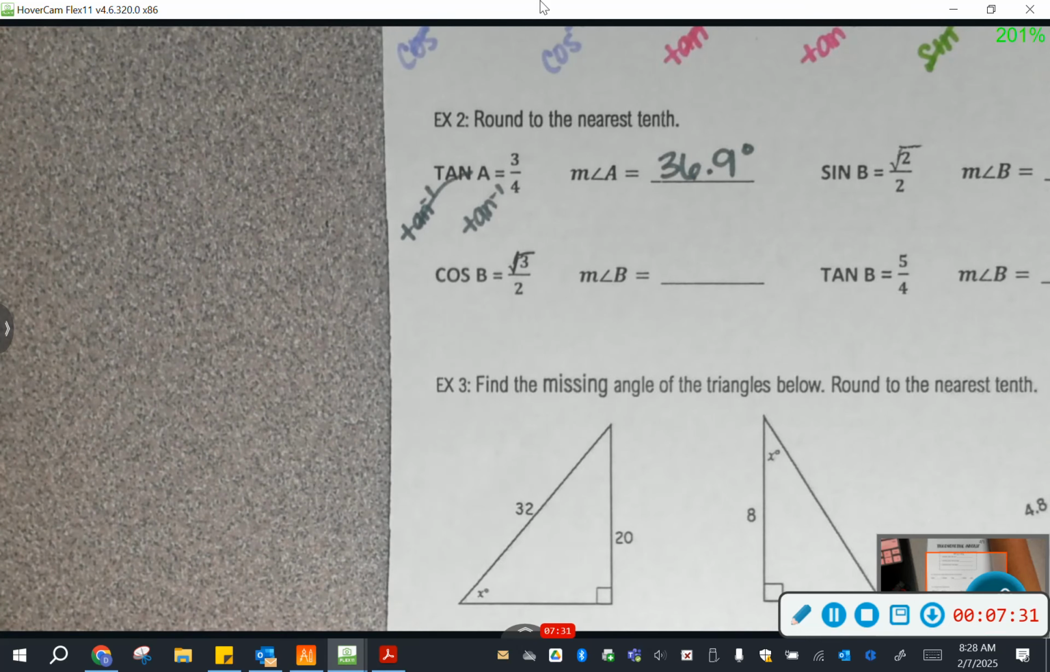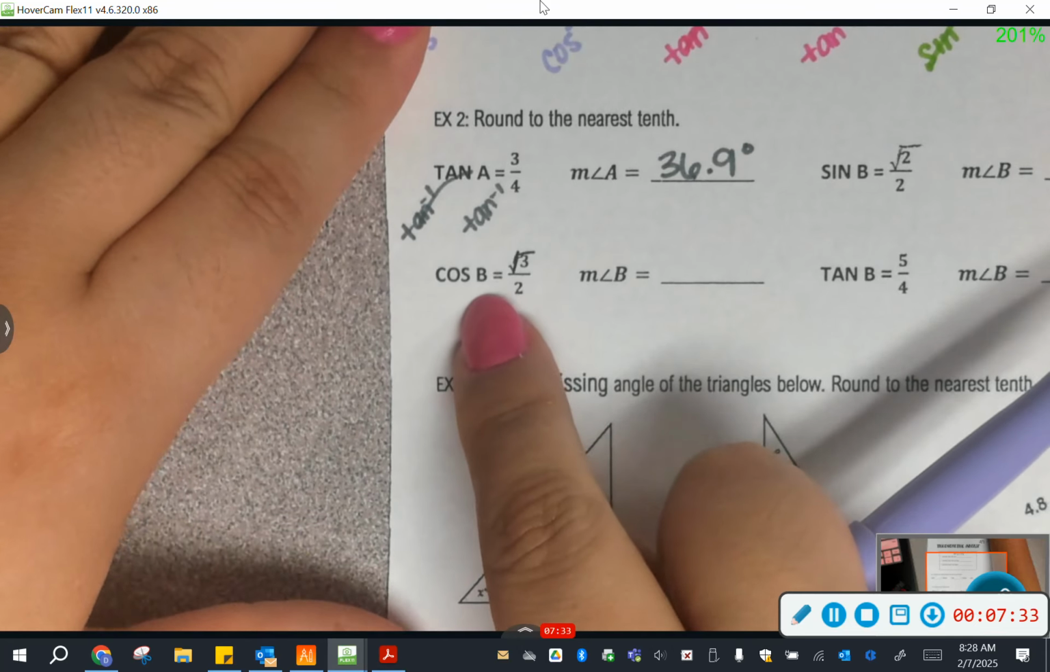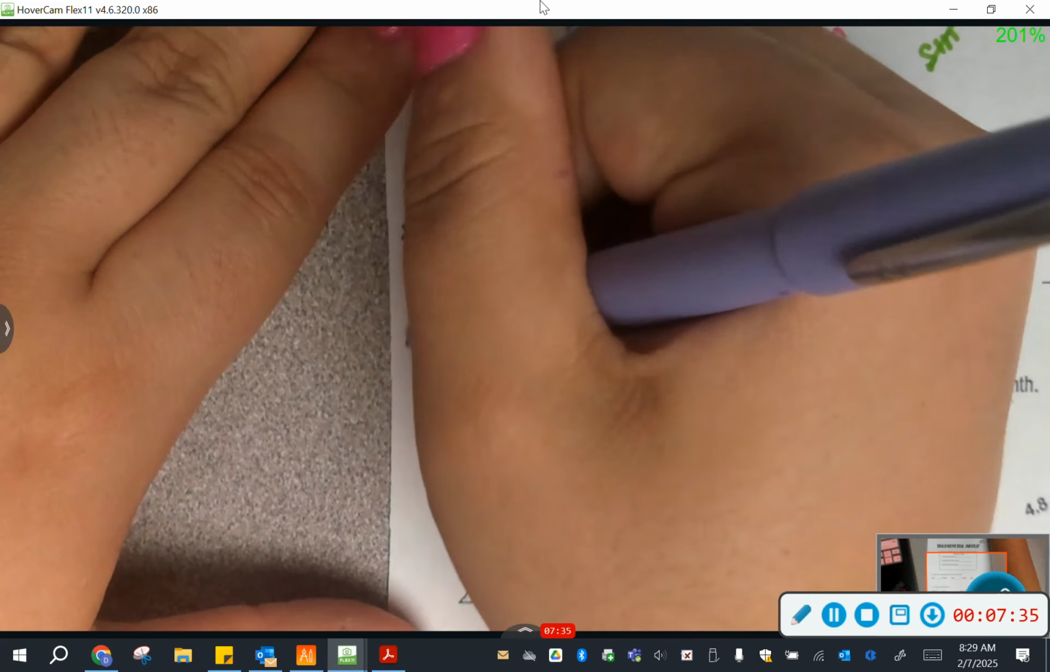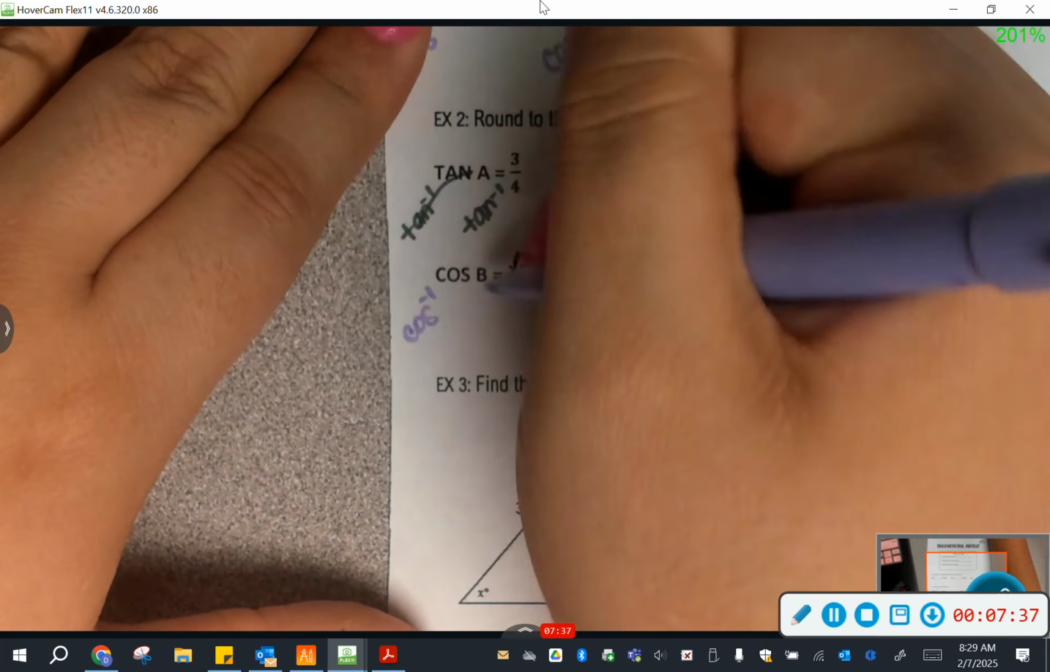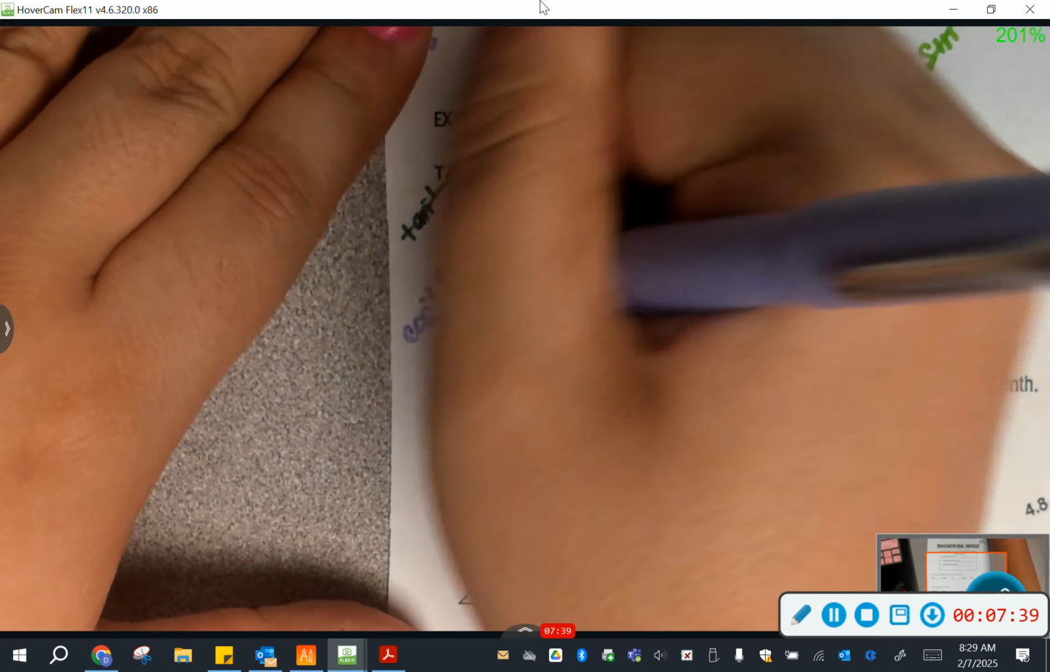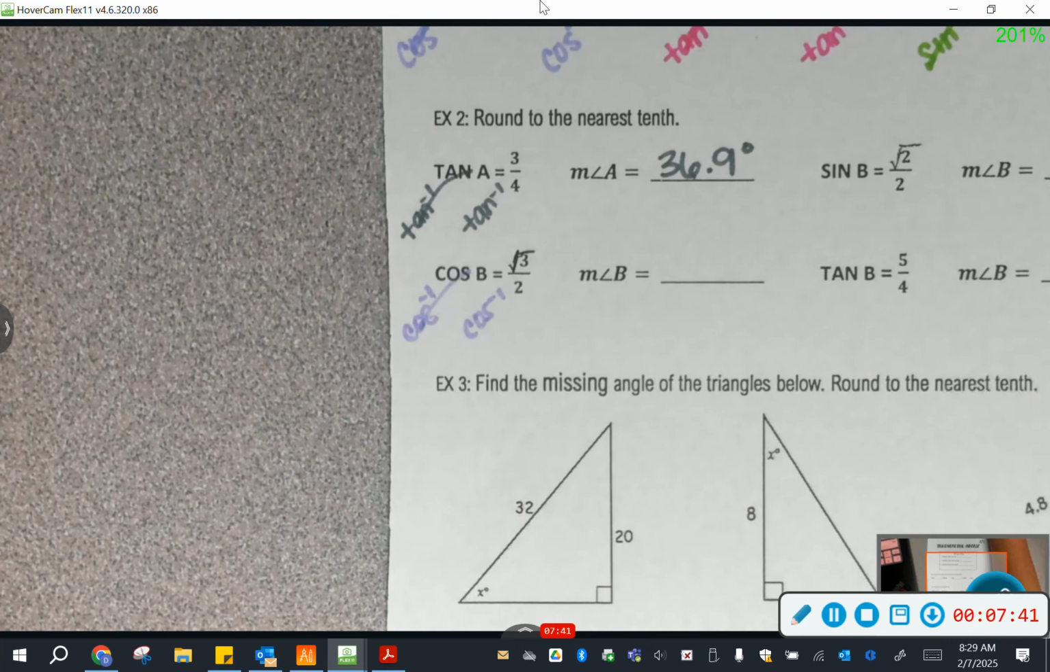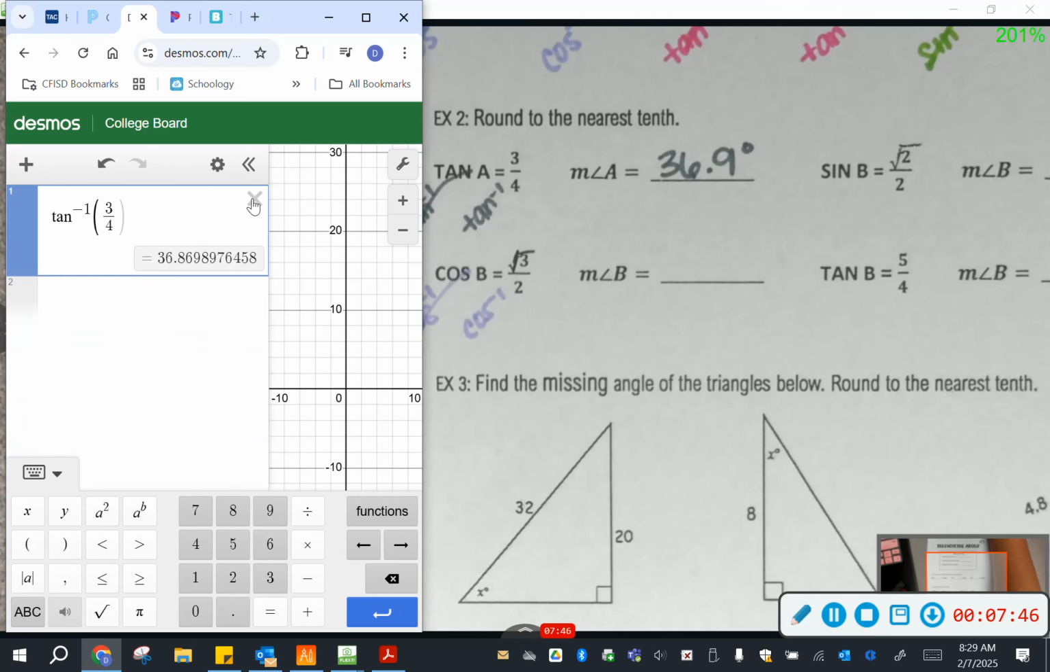What about this next one? How do I find angle B right here? Same thing. I just got a cosine inverse. Now, I need everybody to look up, please. Look up real quick. When I cosine inverse, do you see how it has square root of 3 over 2? Watch me do this.